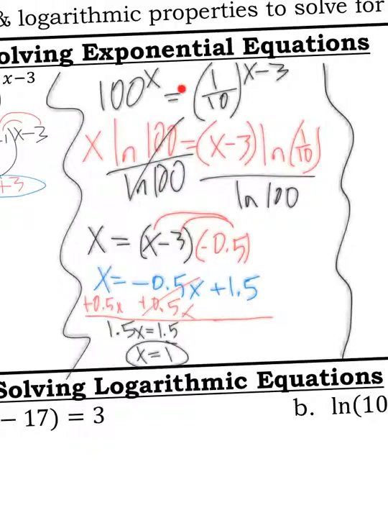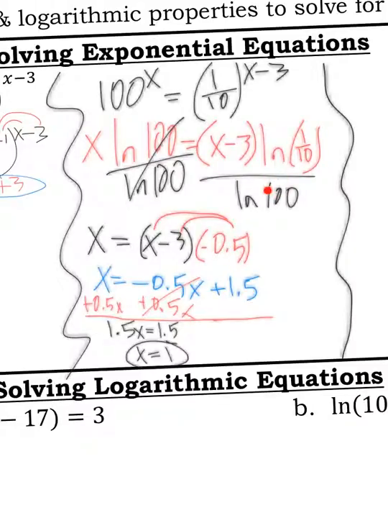If you just take ln of both sides, because of that power property that I showed you in 7.5, you would just take that exponent and put it in front. So this would turn into x ln of 100, and this would turn into x minus 3 ln 1 over 10. And so it looks kind of weird, but if I just divide ln 100 to the other side, and I just kind of ignore the x minus 3 right now, I do ln 1 over 10 divided by ln 100, that gives me negative 0.5.